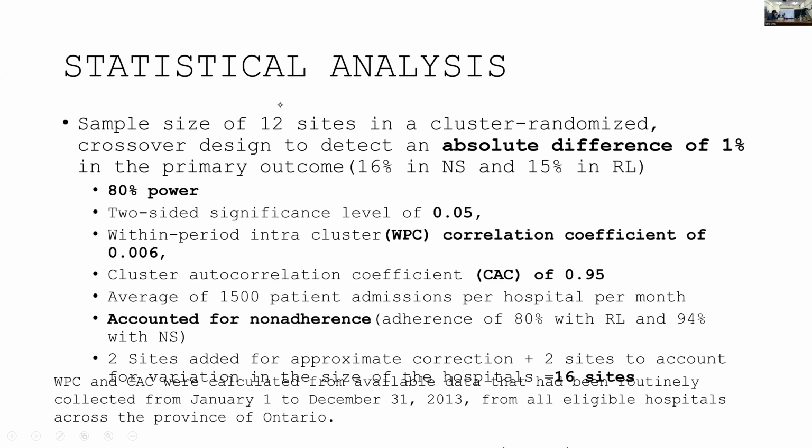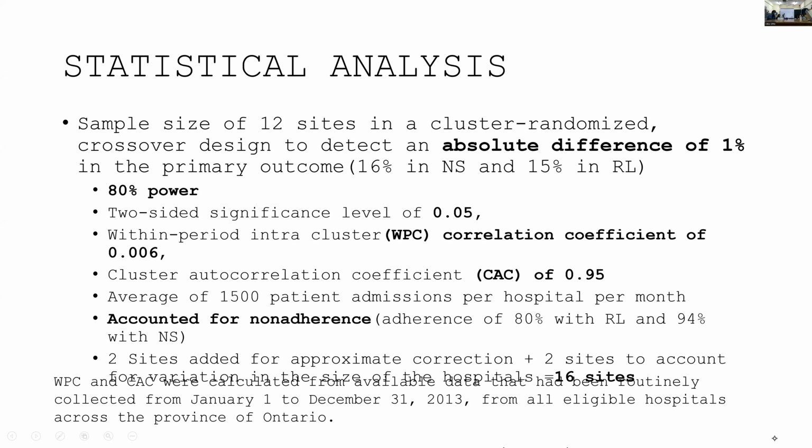As I told, it should be closer to 0. Then the cluster autocorrelation coefficient should be closer to 1. For them, it's 0.95. And they were assuming that 1,500 patients would get admitted per month to the hospital. And they've also looked for non-adherence. From previous pilot studies, they have found that adherence with Ringer's lactate is only 80%, and adherence with normal saline is around 94%. They have also added 2 sites for approximate correction and 2 more sites to account for variation in the size of the hospitals.